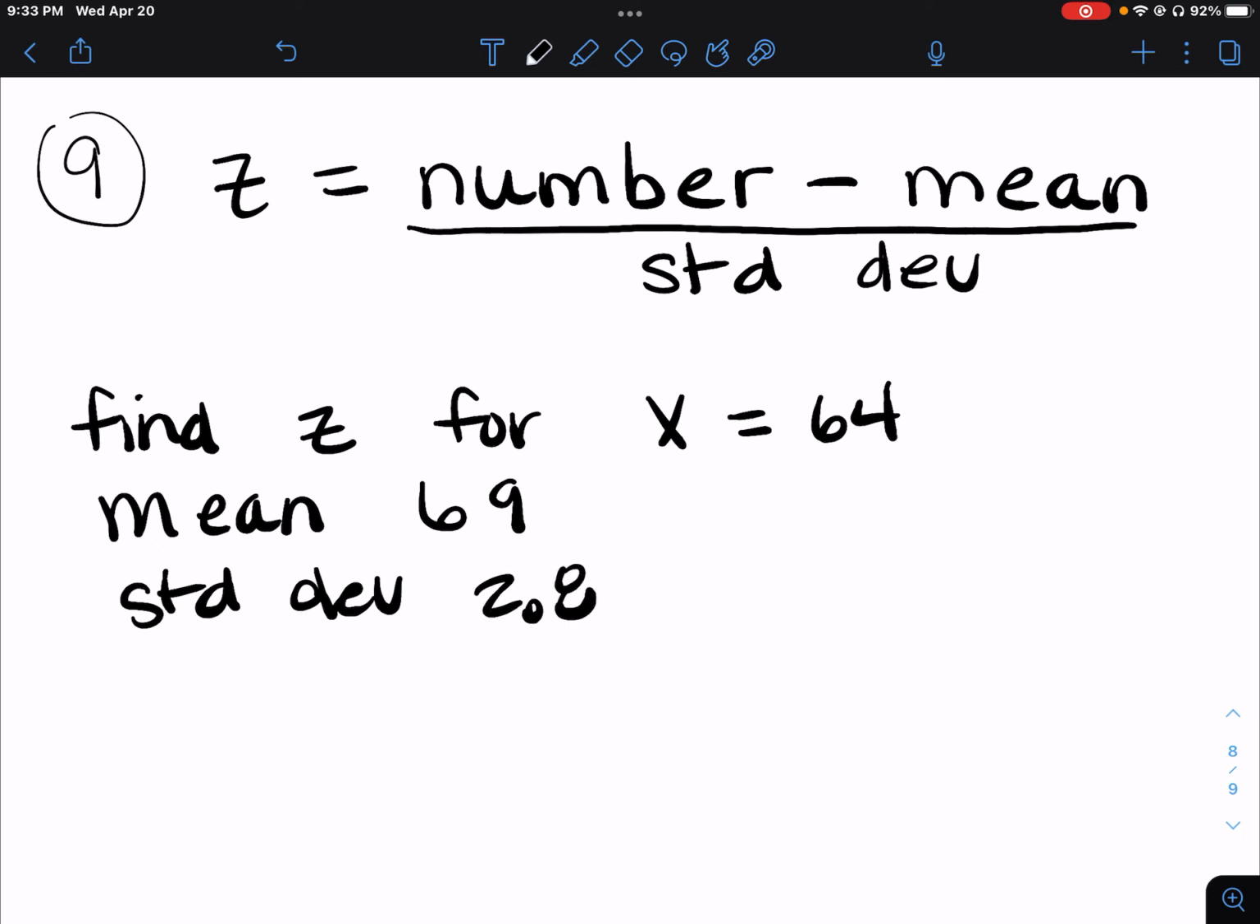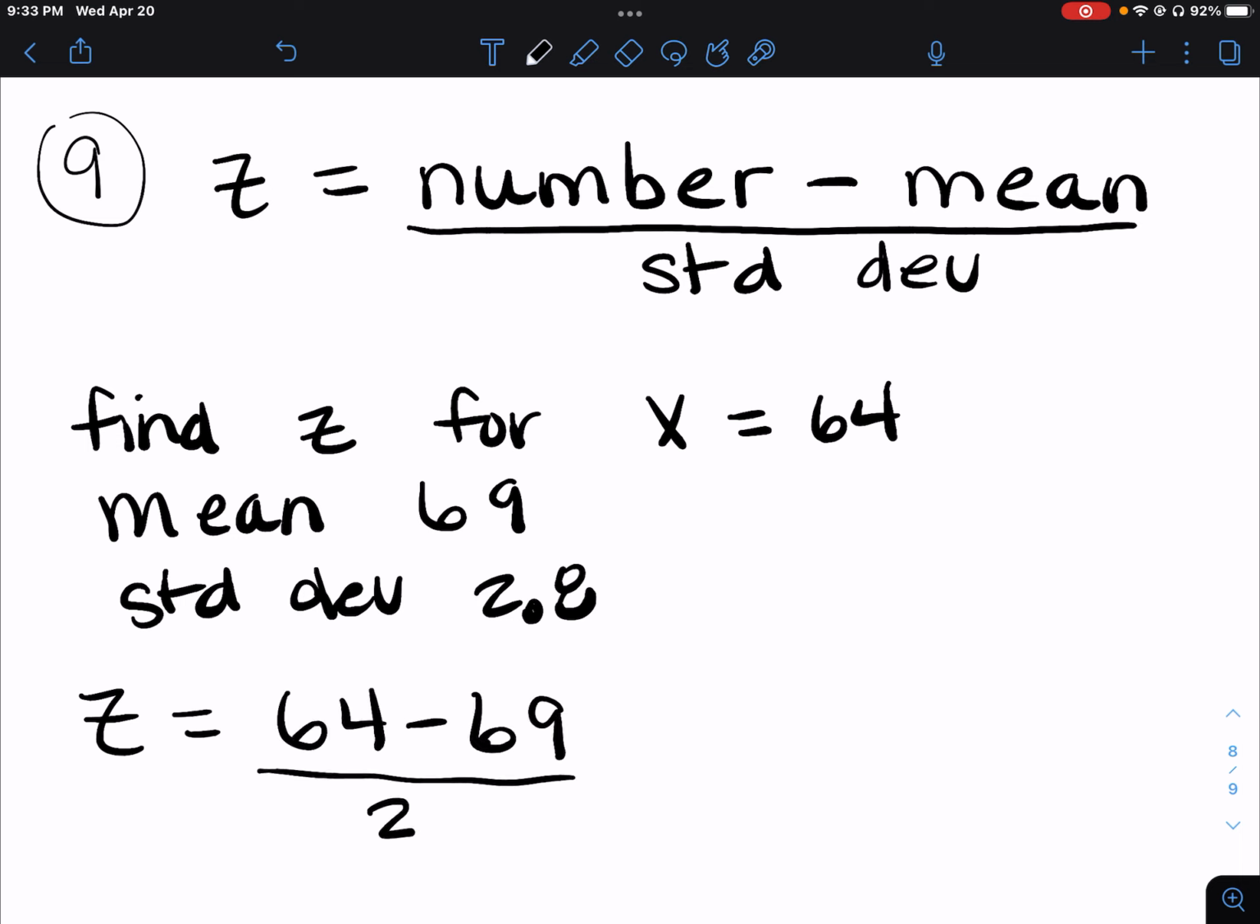Okay, remember when you're reading those sentences in your problem on your paper, you want to circle. Okay, so the z-score, take the number minus the mean, divide.